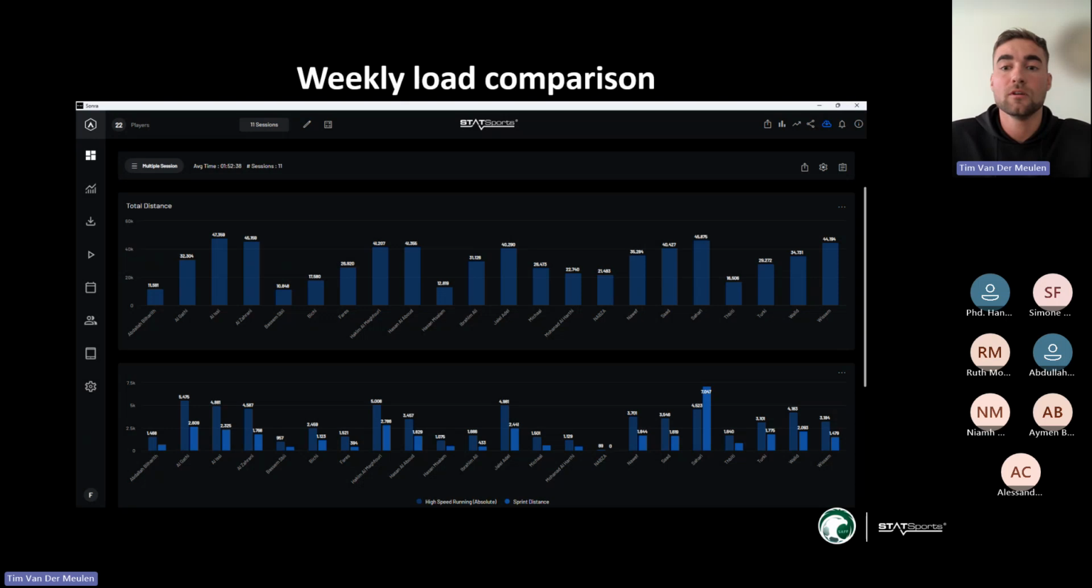Did we actually do what we wanted to do in terms of physical load, or did we need to do a little bit more with some individuals? So this is a really nice dashboard to visualize that in terms of different microcycles, but also from monthly load comparisons, for example.